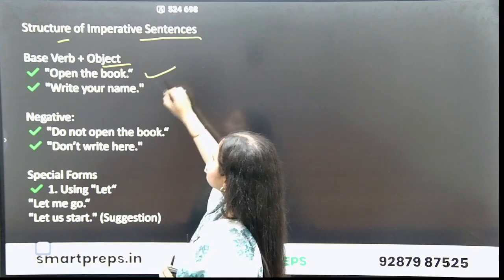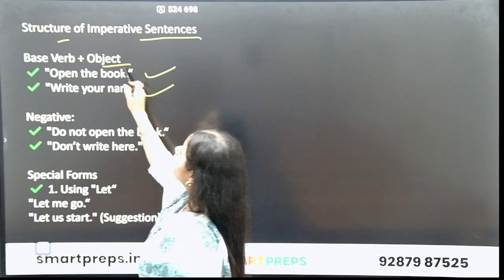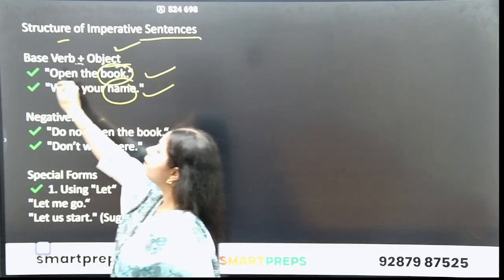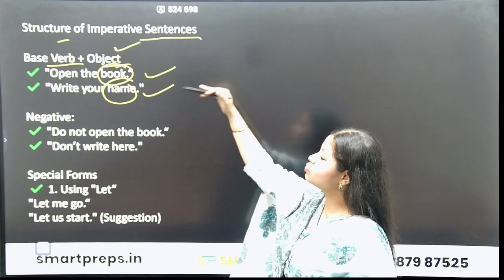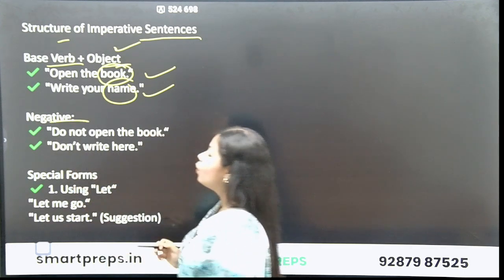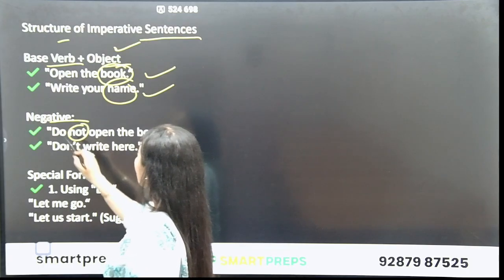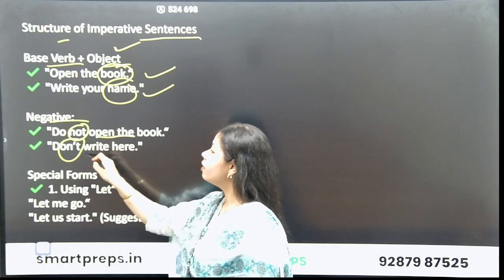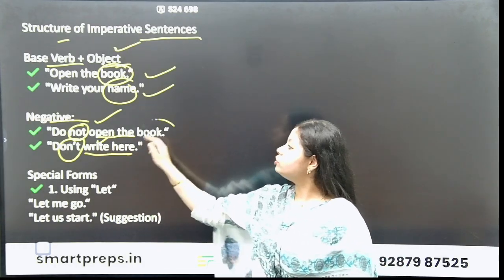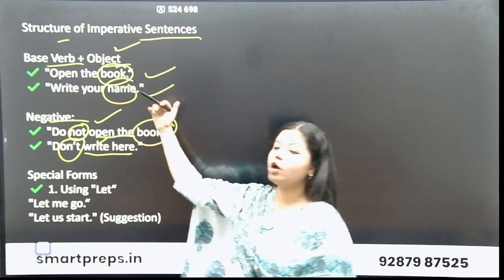Open the book, write your name. So book, name, this is what? Object. Open, write, it is what? The base verb. This is the structure of imperative sentence. Now when the sentence is negative, we usually use "not" in the sentence. So, do not open the book, don't write here. Open, write are the base verbs, the object is book here. So these are the structure of imperative sentence.